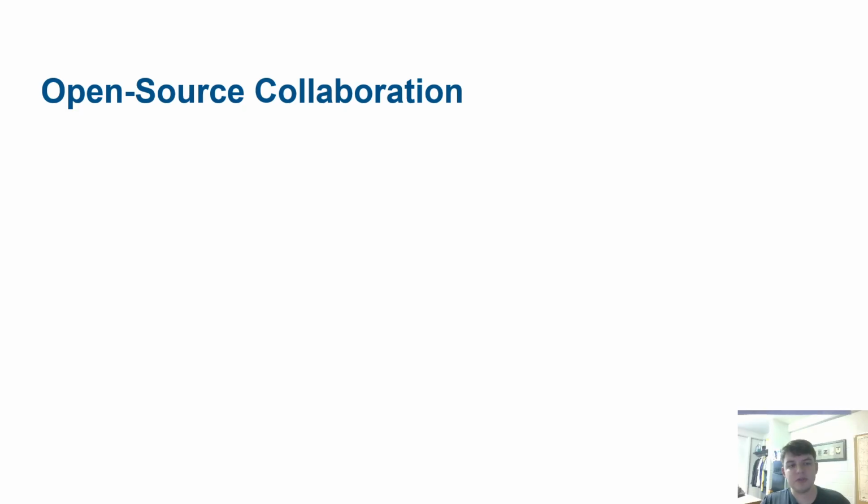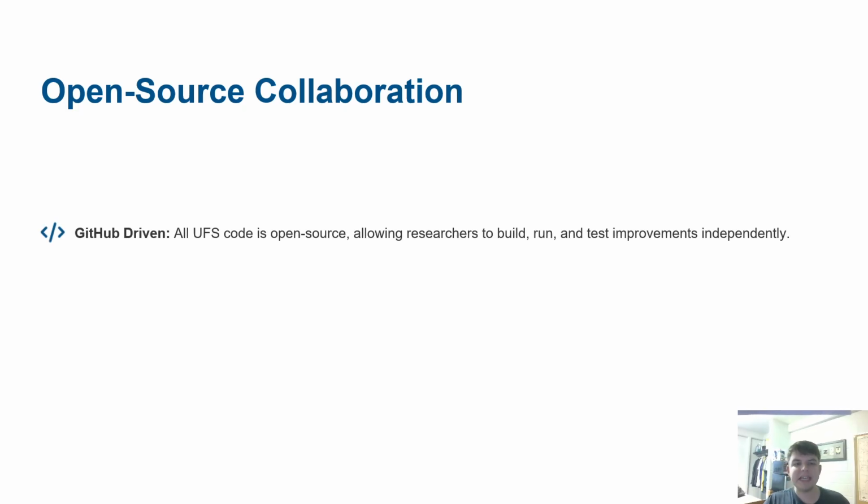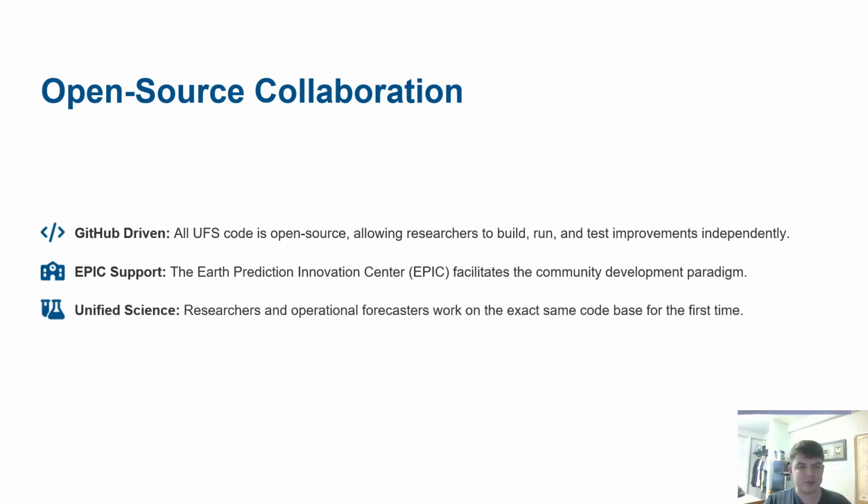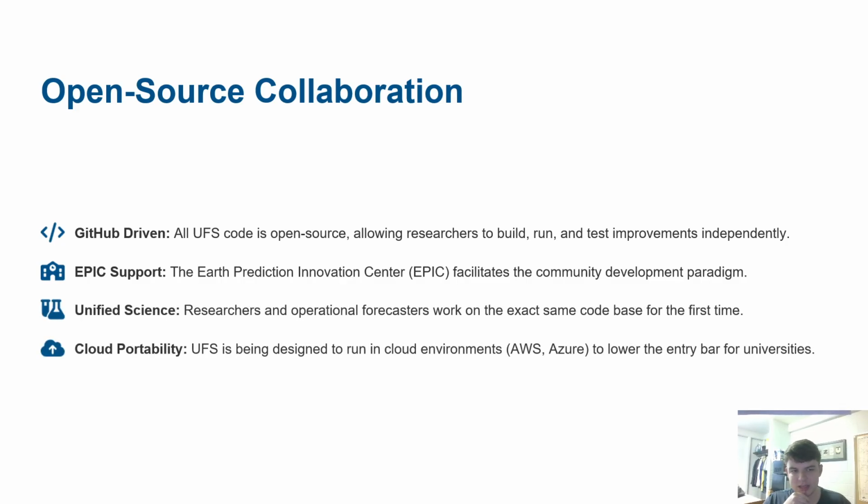Now, one of the good news things about the UFS is that there is open source collaboration. It's GitHub driven, so all the code is there. There's support from EPIC, that's the Earth Prediction Innovation Center, and that's awesome as well. And given that, we have unified science between researchers and operational forecasters, and there's cloud portability. That's why these problems are able to be diagnosed in the FV3.